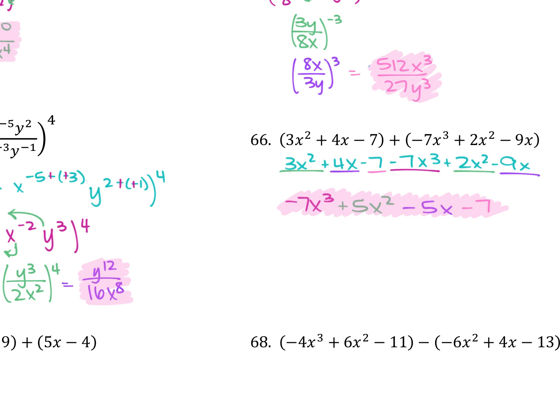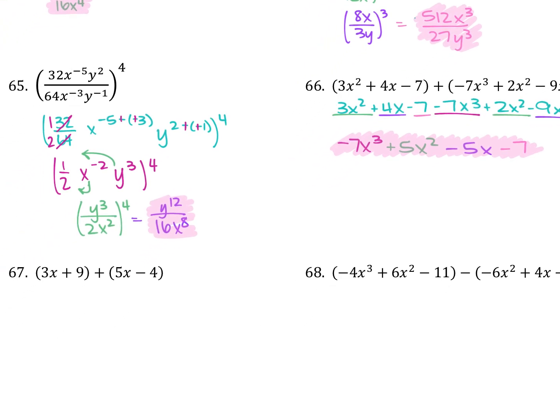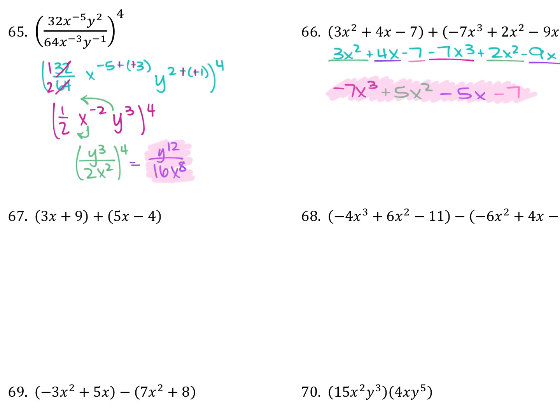For 67, you have 3x plus 9 plus 5x minus 4. Again, addition between the two sets of parentheses, so just rewrite it without the parentheses. It's going to have 3x plus 9 plus 5x minus 4. Your like terms here are the 3x and the 5x, which give you 8x, and then the 9 and the negative 4, which give you positive 5. So it's just 8x plus 5.